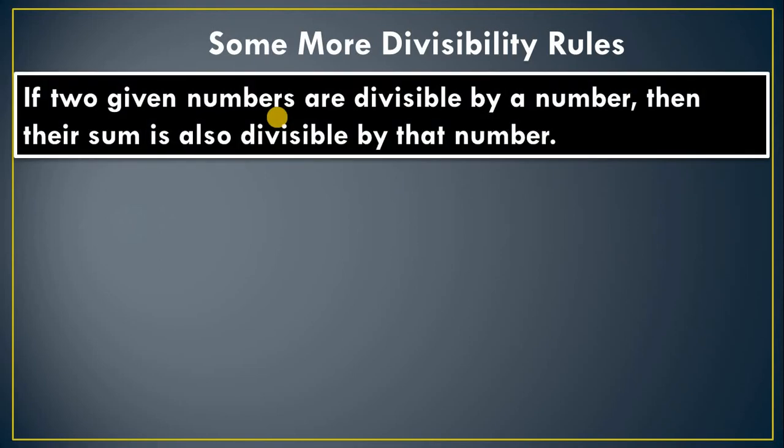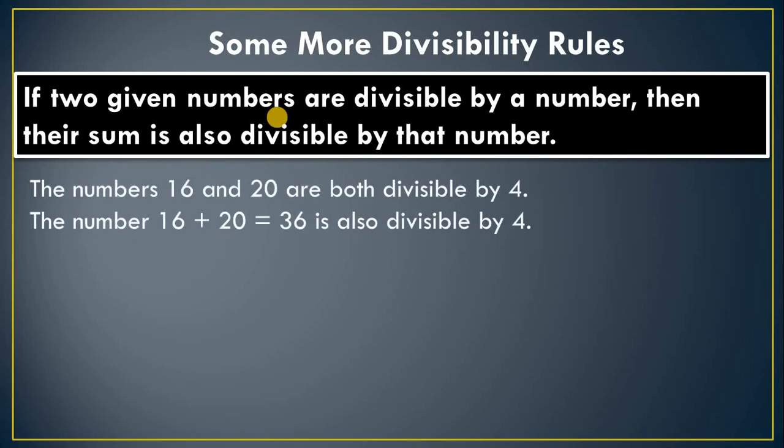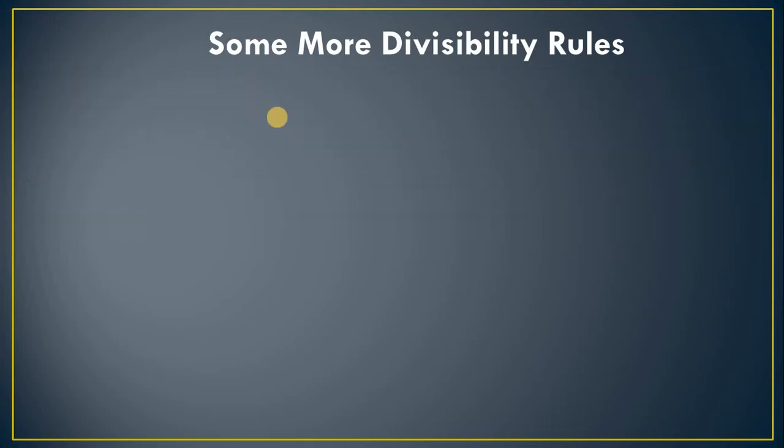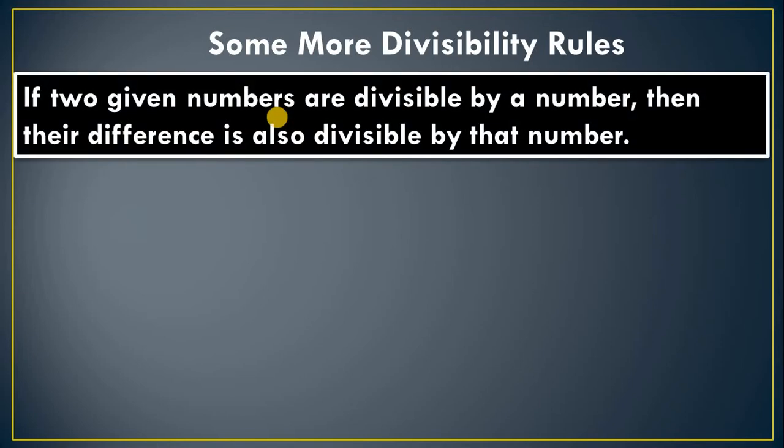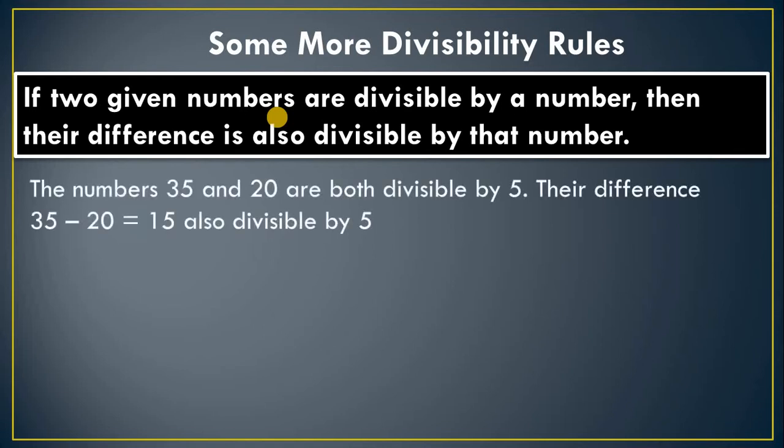Then our next rule is, if two given numbers are divisible by a number, then their sum is also divisible by that number. So if two numbers like 16 and 20 are both divisible by 4, you simply do their addition, it is 36, which is also divisible by 4. Very simple. The next point is, if two given numbers are divisible by a number, then their difference is also divisible by that number. Example, the numbers 35 and 20 are both divisible by 5, so their difference, that is 15, is also divisible by 5. That is also an important point you have to remember.